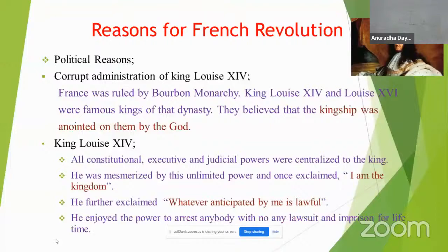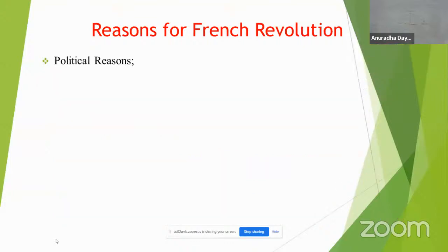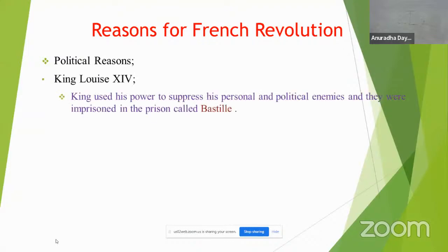He enjoyed the power to arrest anybody with any lawsuit and imprison for a lifetime. He is arresting all his enemies. The enemies were not kept under a court trial, not taken to the court. As he liked, he arrested all his opponents, and whoever criticized him had been arrested and kept in the Bastille prison. And then political reasons. Once again, King Louis XIV used his power to suppress his personal and political enemies, and they were imprisoned in the prison called Bastille.